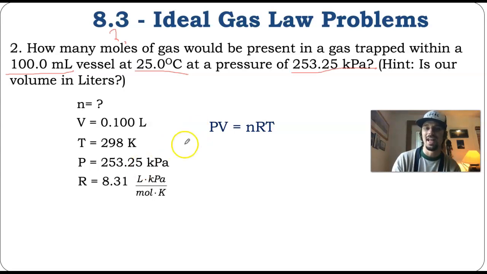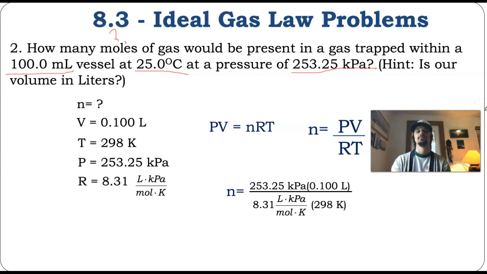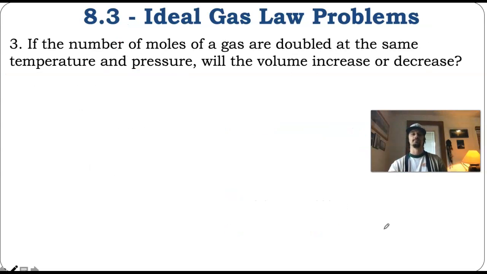I'm looking for n, so I have PV over RT equals n. I plug my variables in. Everything ends up canceling except moles, and here's my answer. 0.0102 or 1.02 times 10 to the negative second moles. Question number 2. Question number 3.